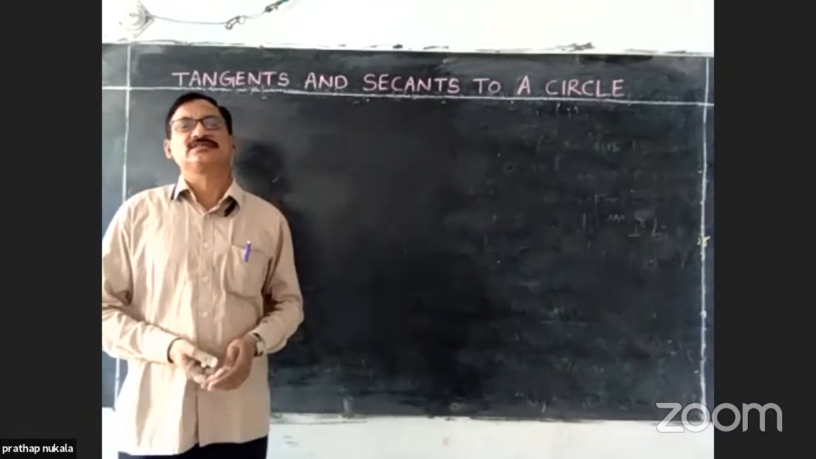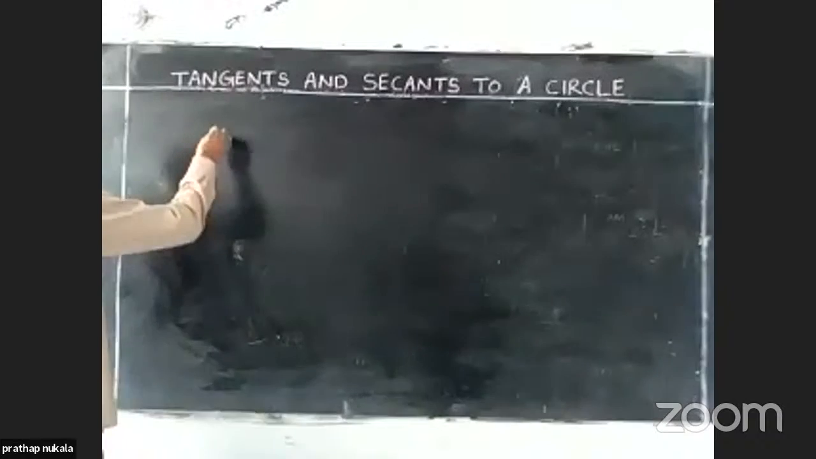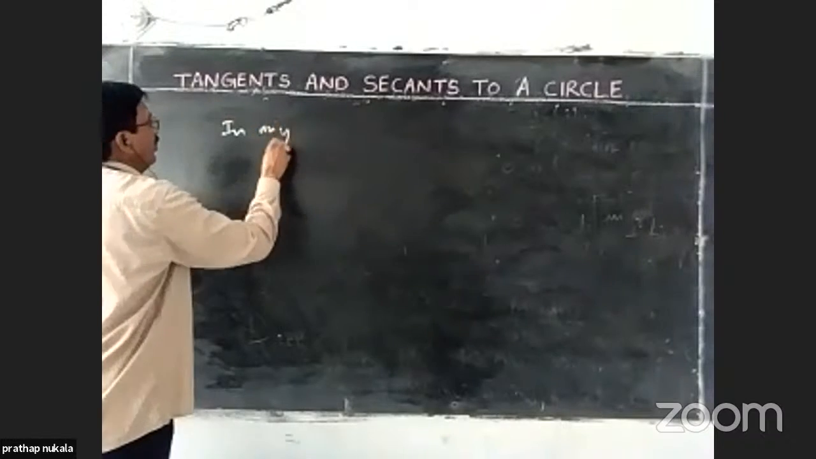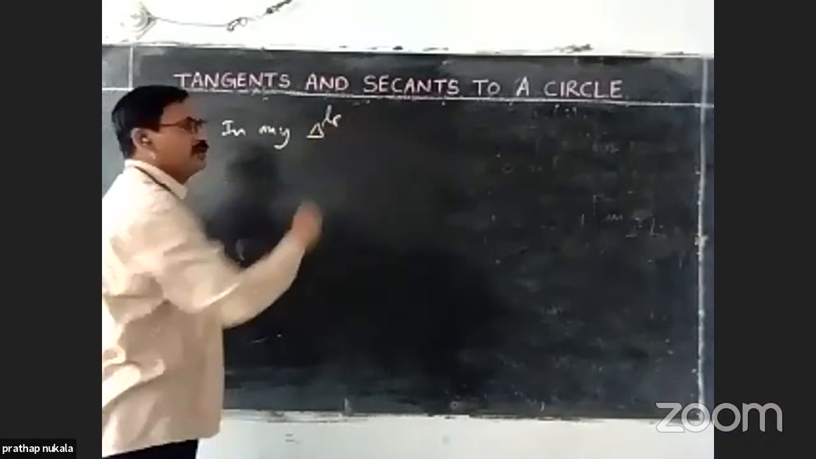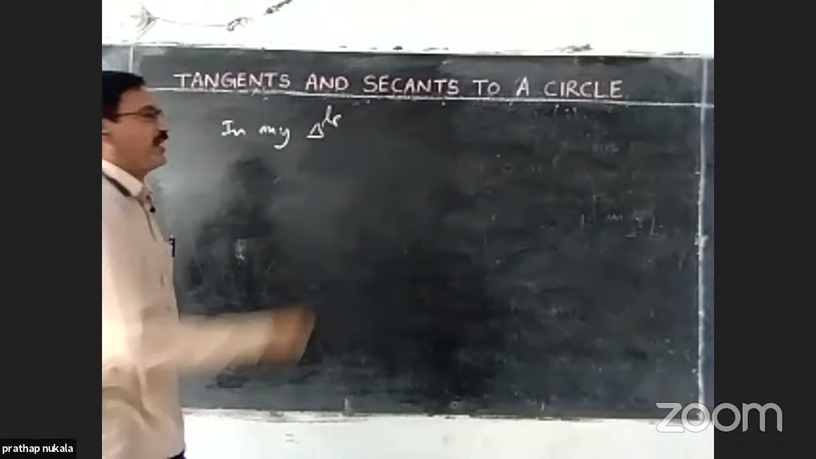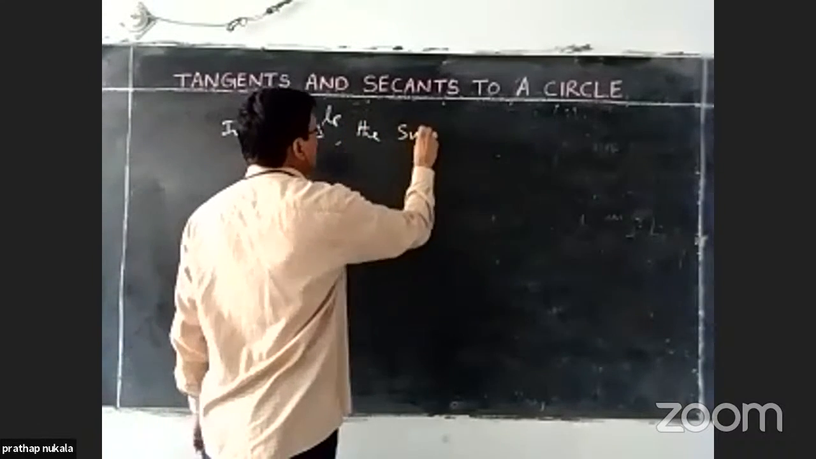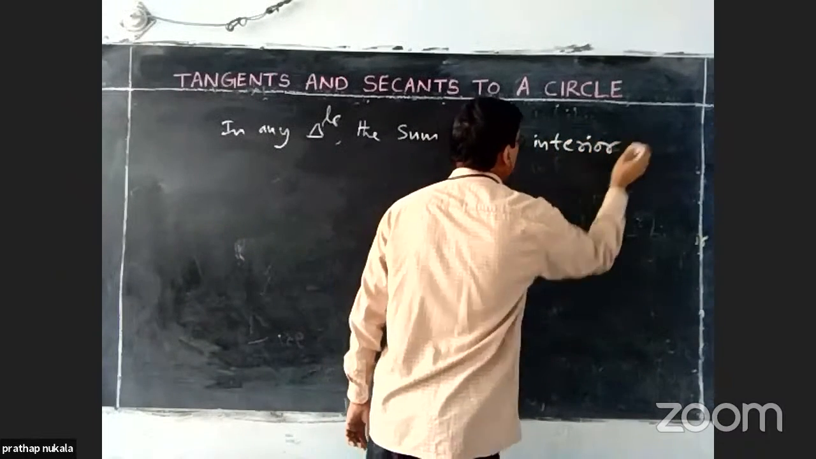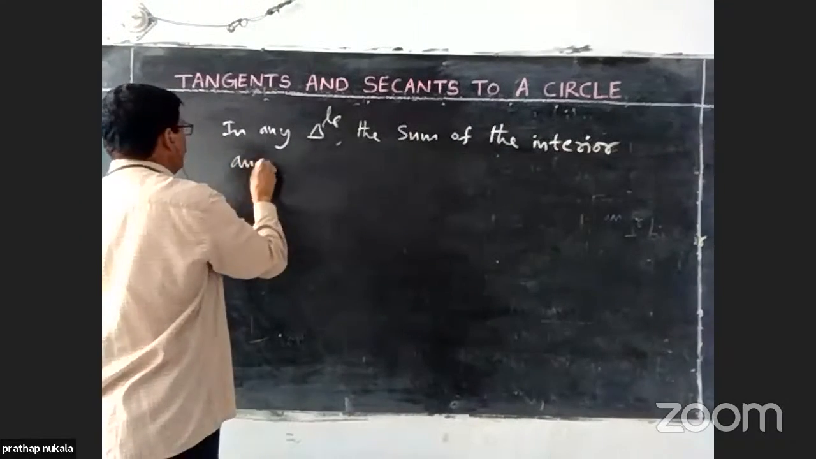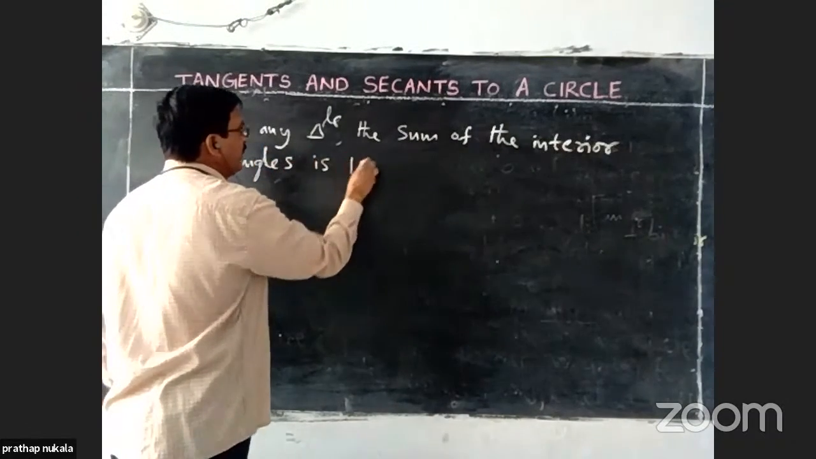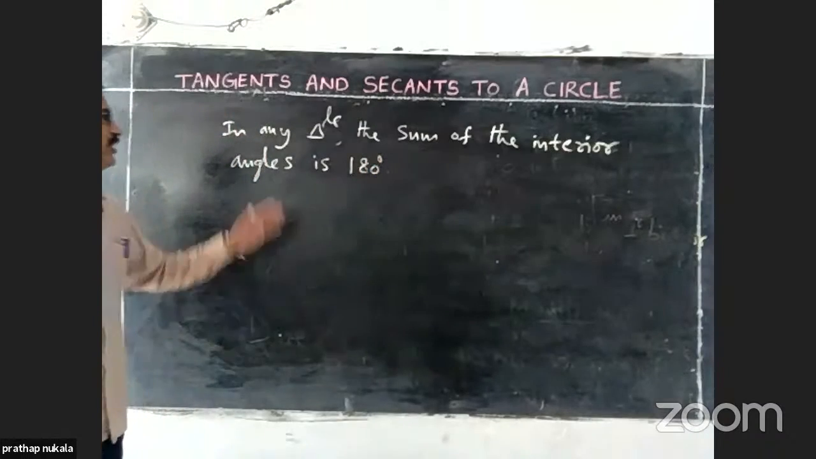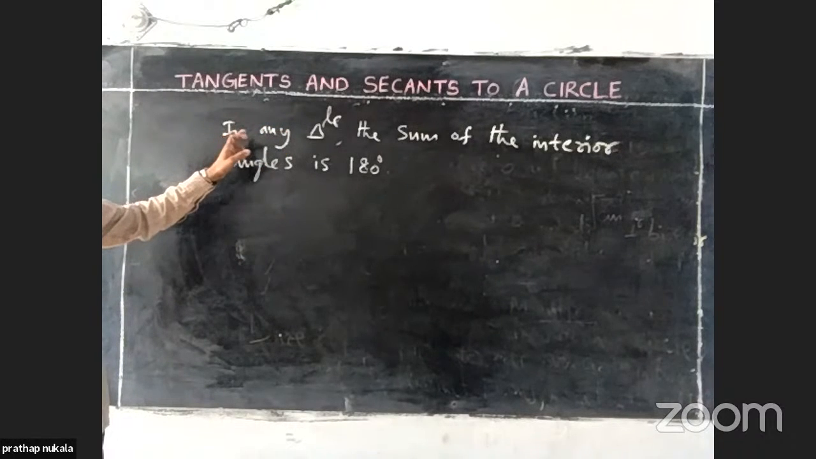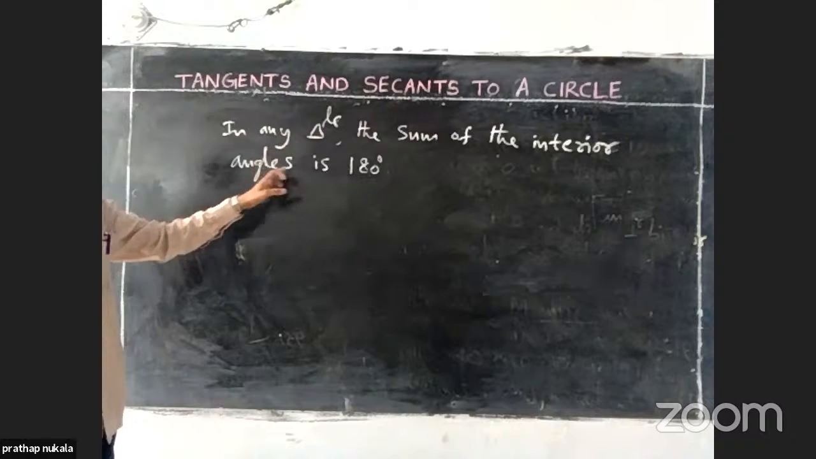There are so many sentences. For example, in mathematics, we have a sentence: in any triangle, the sum of the interior angles is 180 degrees.